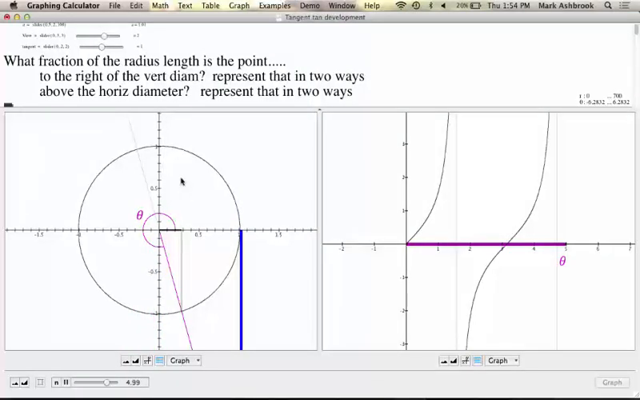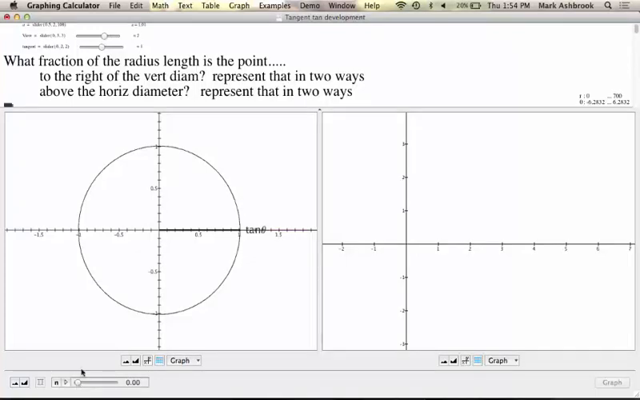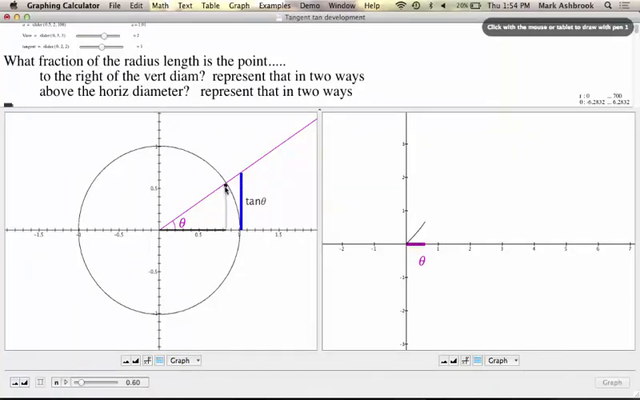So let's just look here in the first quadrant at some angle here, something less than pi over 4. I want you to estimate sine, cosine, and tangent for this angle. So for this angle, estimate sine, cosine, and tangent.